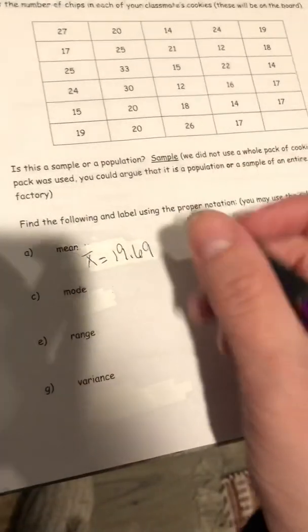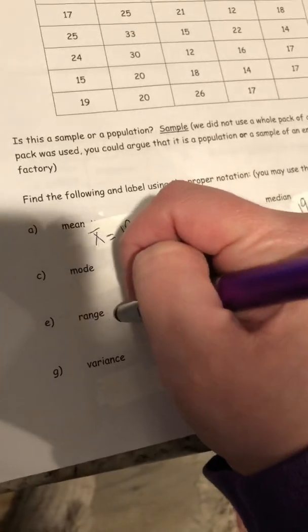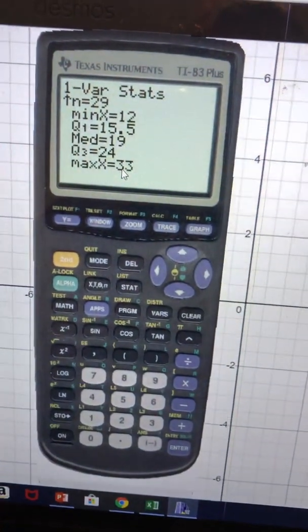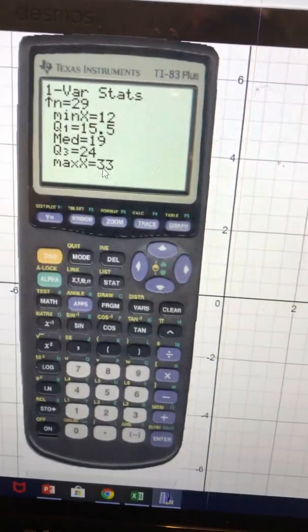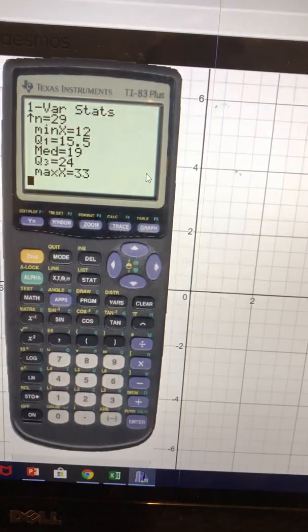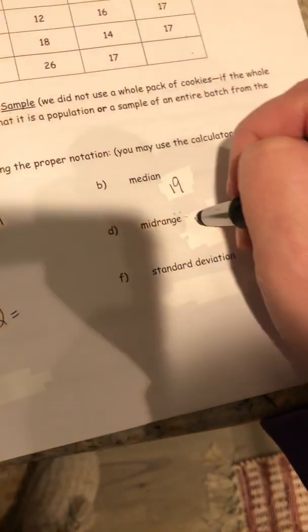So let me write it down while I've got it here. Let me just do the range. Sorry, I'm skipping around, but the max is 33. If you look here, it gives me the max, so it's 33, minus the min, which is 12. And then my mid-range formula is if I add the max and min, then divide by 2. So let me just go ahead and write that down too.